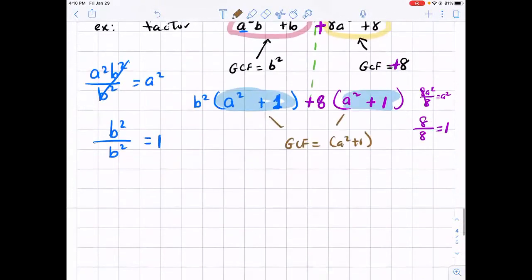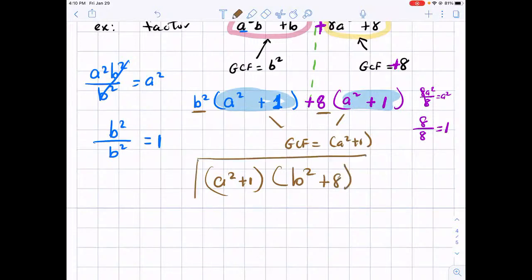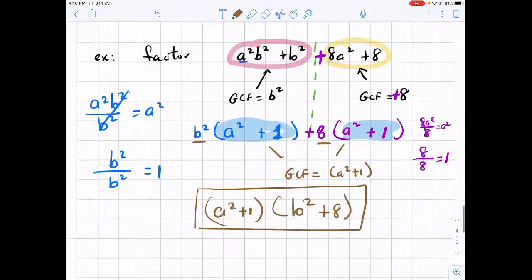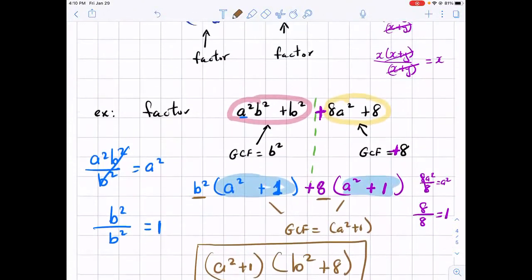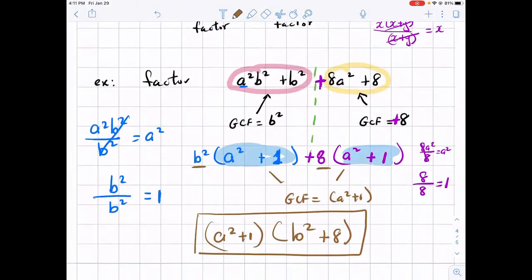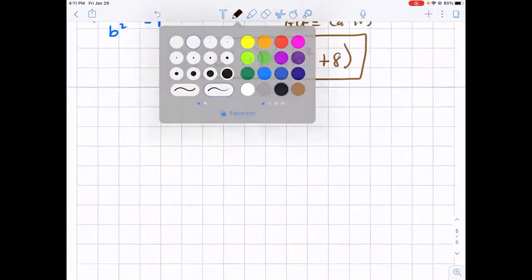So if we factor out a squared plus 1, what do we have left? Well, we have a b squared that's left in the first term, and we have a plus 8 that's left in the second term. So these are the two factors for our polynomial which we started out with. Okay? Those are my two polynomials. And this is what we call factor by grouping. Let's look at another example. Factor.